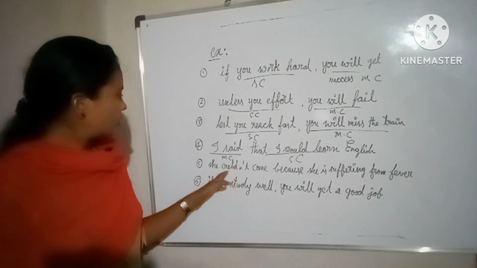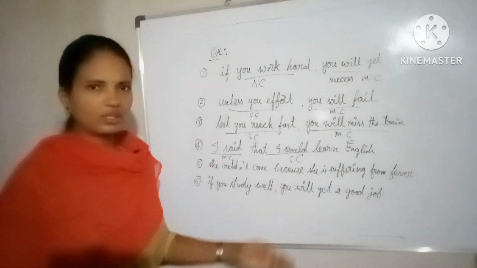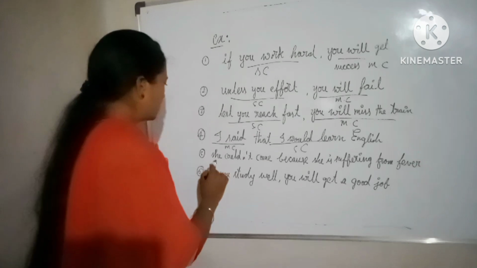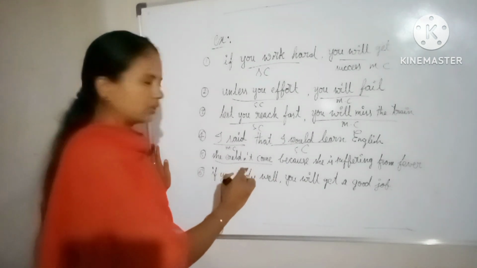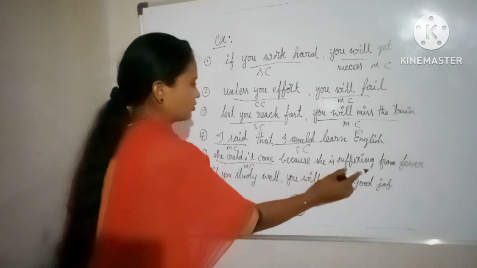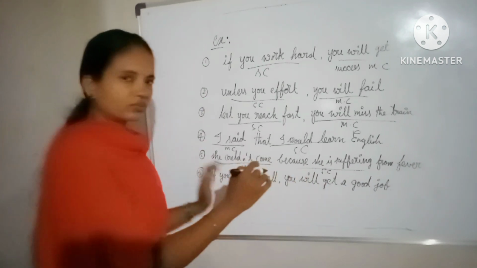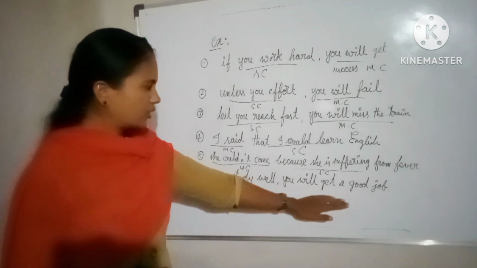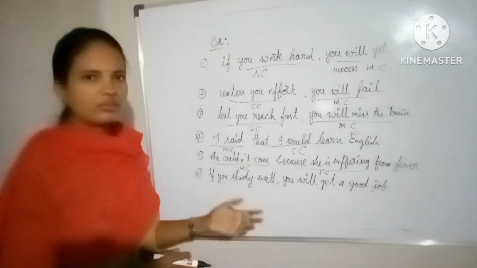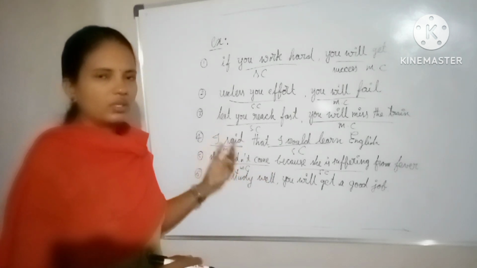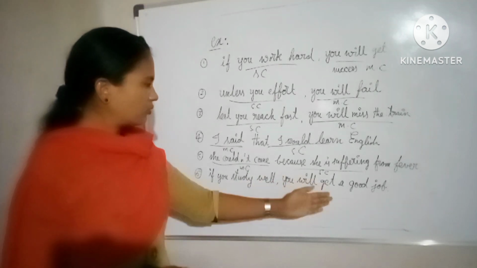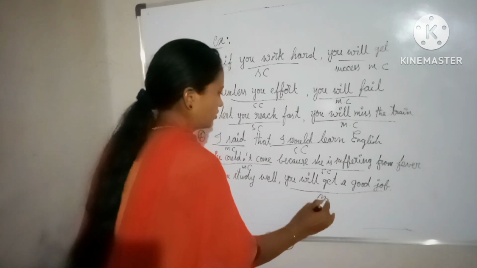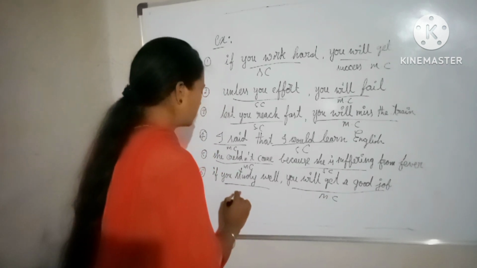So next, she couldn't come because she is suffering from fever or headache or whatever it may be. So she couldn't come, this is the main clause. Because she is suffering from fever, this is the subordinate clause. So if you study well, or read well, if you listen well, whatever it may be, you will get a good job. So here, this is the main clause, and this is the subordinate clause.